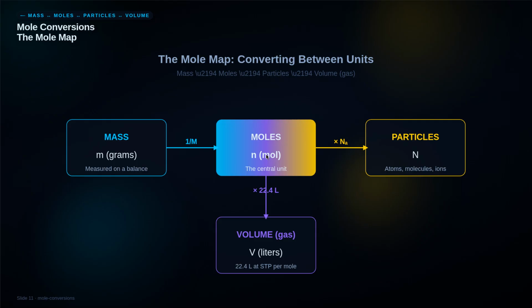To move from moles to particles, multiply by Avogadro's number. To move from particles to moles, divide by Avogadro's number. To move from moles of gas to volume at STP, multiply by 22.4 liters. And to move from volume of gas to moles, divide by 22.4. Every stoichiometry problem is a journey along this map. Memorize the 4 anchor values: molar mass, Avogadro's number, 22.4 liters per mole, and you can solve any conversion problem in general chemistry.